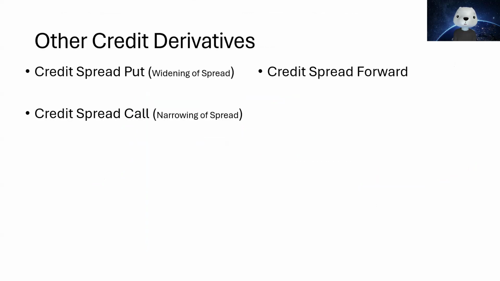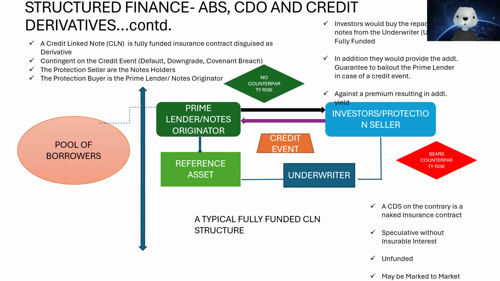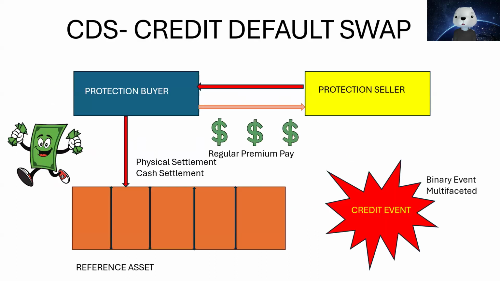Other than that, we are also going to discuss the credit options, namely the put as well as call, and the credit spread forward as well. Now, this lecture is specifically directed towards the FRM Part 2 and the CFA Level 3 candidates. So without much ado, let's first jump into understanding the credit default swap.